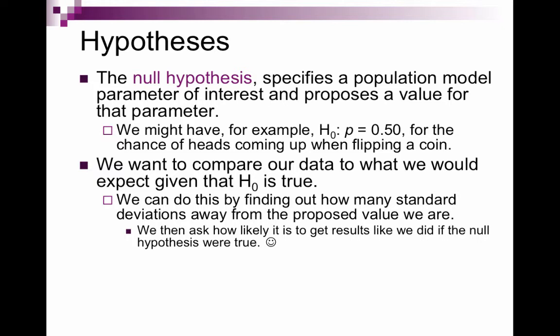So again, once you have your null hypothesis, you want to compare your data to what you would expect given that the null is true. So when we flip the coin, we're working under the impression that it should be 50-50. We compare it by finding out how many standard deviations away from the proposed value we are. Once we have figured out how many standard deviations we are from our proposed value, which is our null hypothesis, we then determine how likely it is to get those results given that our null hypothesis was true. So again, you're always working under the impression that your null hypothesis is true.